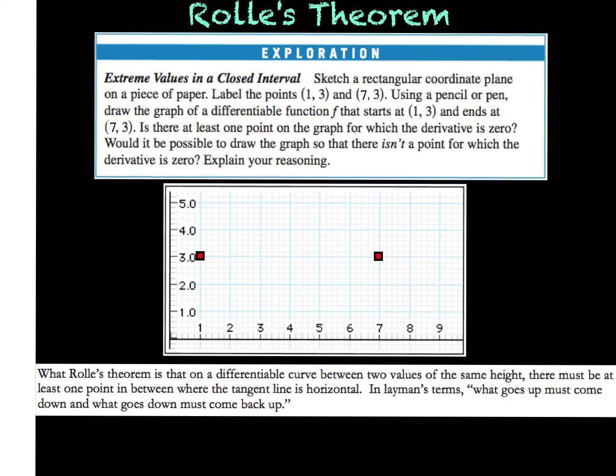So this is 3.2a, Rolle's theorem. Before you do anything, I want you to put a little graph, and I want you to put (1, 3) and (7, 3) on the graph. So the two y values are the same. And then I want you to sketch a nice smooth curve to connect the dots, however you wish.